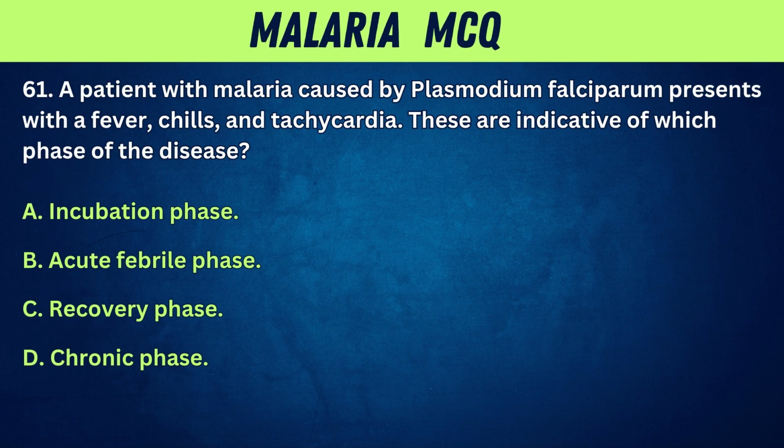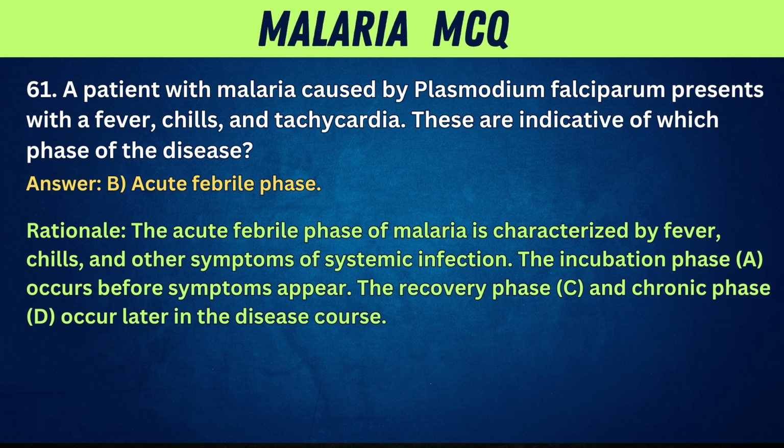61. A patient with malaria caused by Plasmodium falciparum presents with a fever, chills, and tachycardia. These are indicative of which phase of the disease? A. Incubation phase. B. Acute febrile phase. C. Recovery phase. D. Chronic phase. Answer: B. Acute febrile phase. Rationale: the acute febrile phase of malaria is characterized by fever, chills, and other symptoms of systemic infection. The incubation phase, A, occurs before symptoms appear. The recovery phase, C, and chronic phase, D, occur later in the disease course.